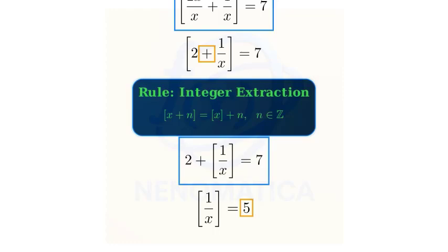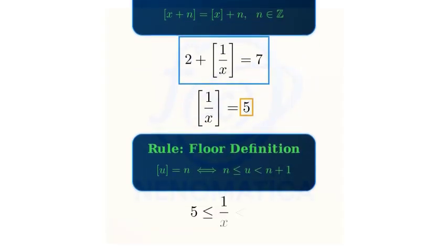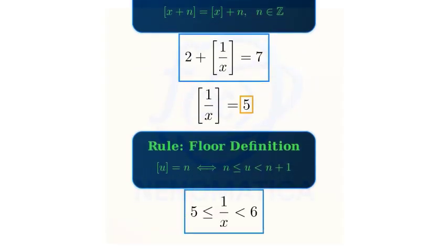Step 5. Apply the definition of the floor function. If the floor of u equals n, then n is less than or equal to u, and u is strictly less than n plus 1. So 5 is less than or equal to 1 over x, and 1 over x is less than 6.